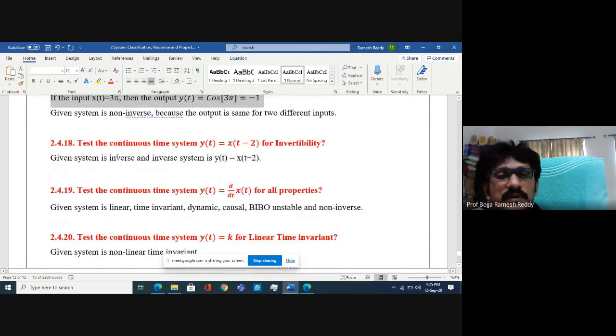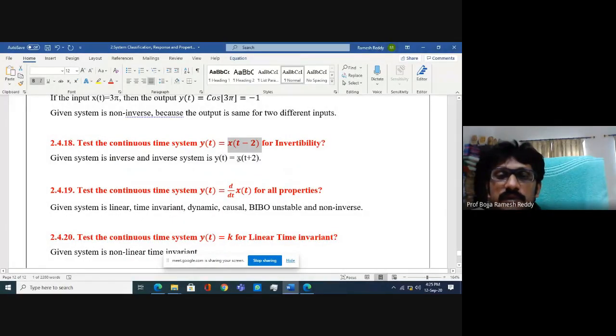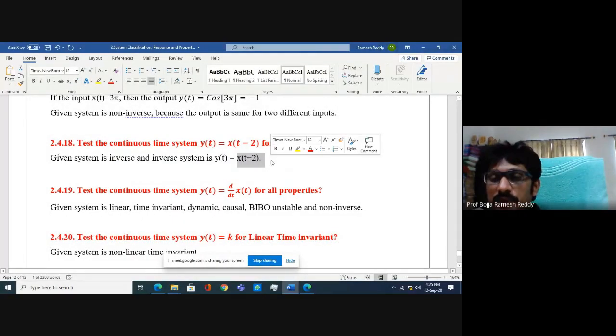Another example is to test the continuous time system y of t is equal to x of t minus 2 for invertibility. By using Fourier transform, we may get clear cut information for this. X of t minus 2 is an inverse system. For that, the inverse system is x of t plus 2. X of t plus 2 is the inverse of that.